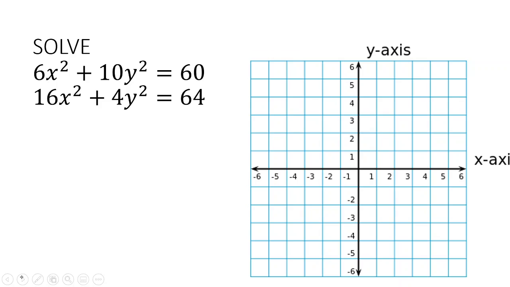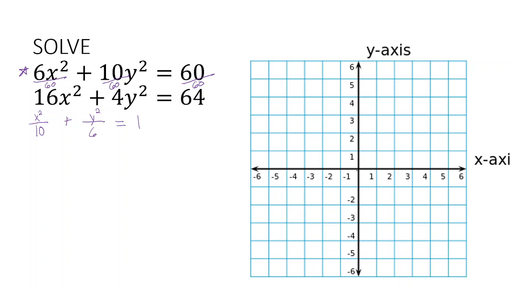You could use substitution method, you could use the addition method. I honestly think that this one, graphing, is just going to be the easiest. Let's go with a purple equation. Remember, I want it to equal 1, so I'm going to divide everything by 60. So I'll get x squared over 10 plus y squared over 6 equals 1.